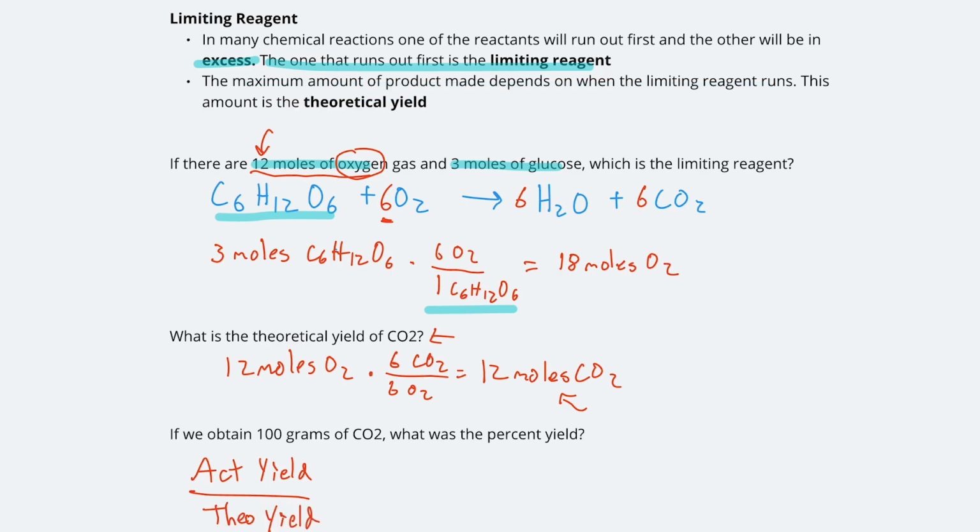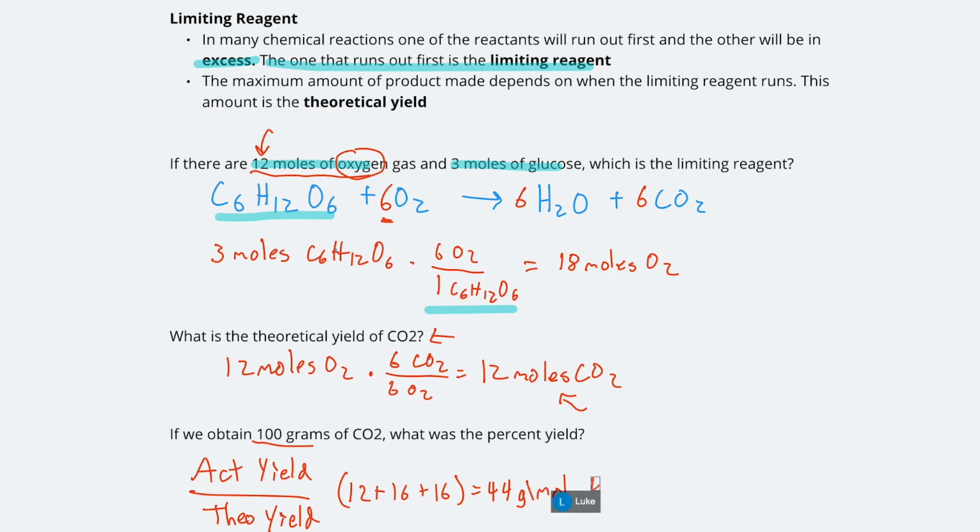So we know the actual yield is 100 grams because that's what the question told us. So now we need to figure out what the theoretical yield would be, but in grams, because we know the theoretical yield is 12 moles. We just need to convert that to grams. So you do 12 moles times the molecular mass of CO2. So first we got to find the molecular mass of CO2, which would be all the atomic weights added together. And that's 12 plus 16 plus 16. And that equals 44 grams per mole.